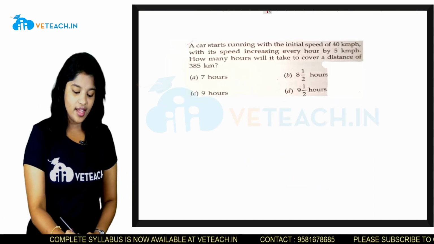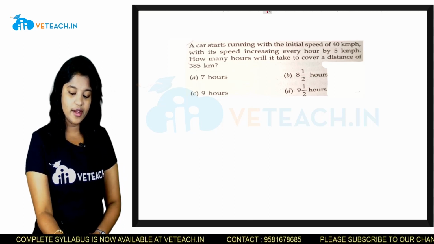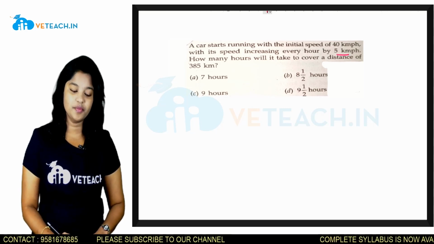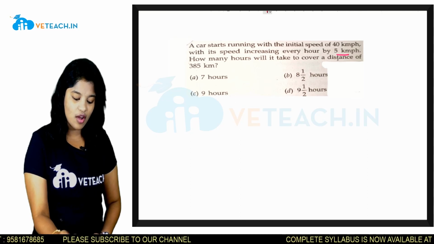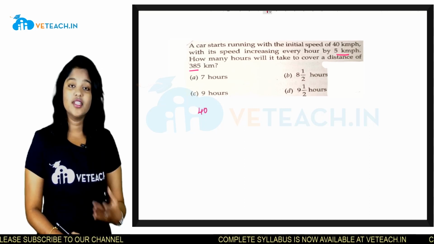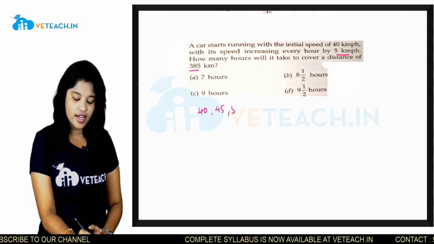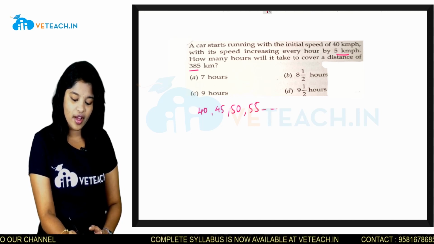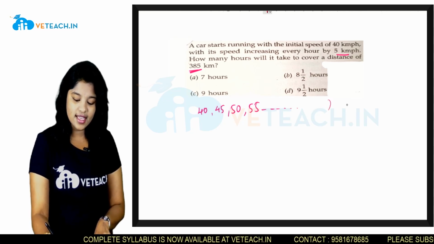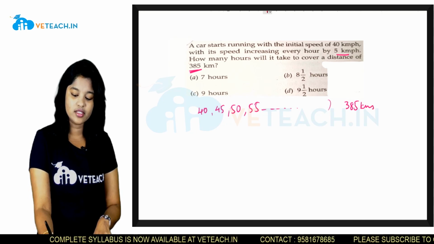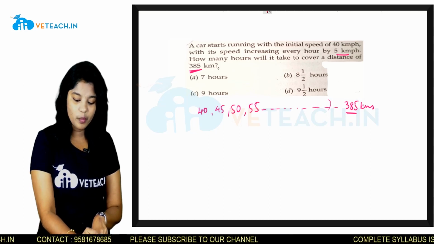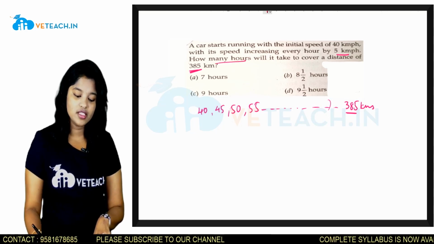See the next problem. A car starts running with an initial speed of 40 km per hour with its speed increasing every hour by 5 km per hour. How many hours will it take to cover a distance of 385 km? So initially the speed of the car is 40. For the next hour it will be 45. For the next hour it will be 50. For the next hour it will be 55 and so on. It travels up to the distance equal to 385 kilometers. That means up to the last term, 385 kilometers, it will travel. Now, we should find out how many hours it will take.